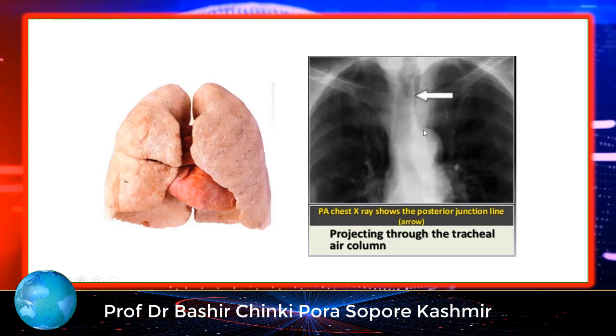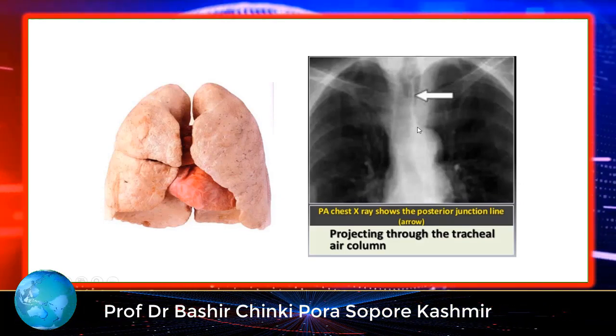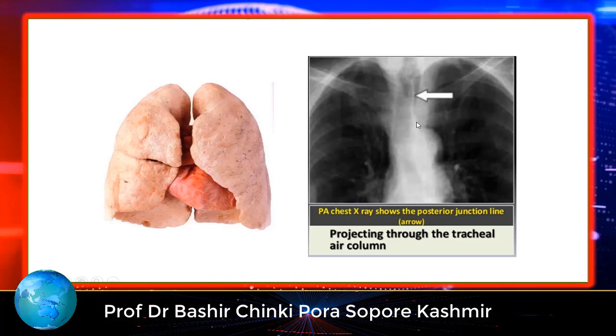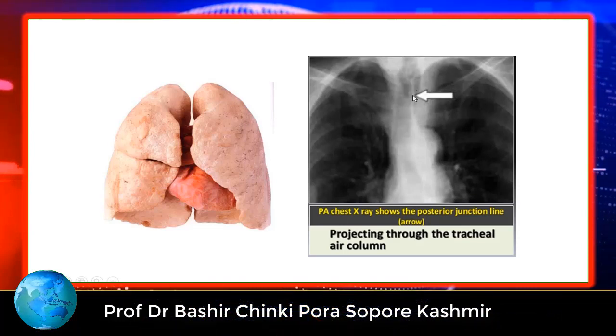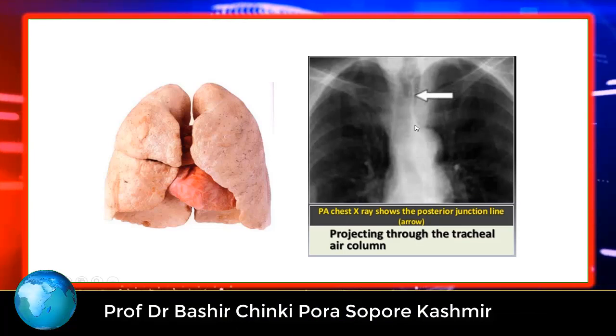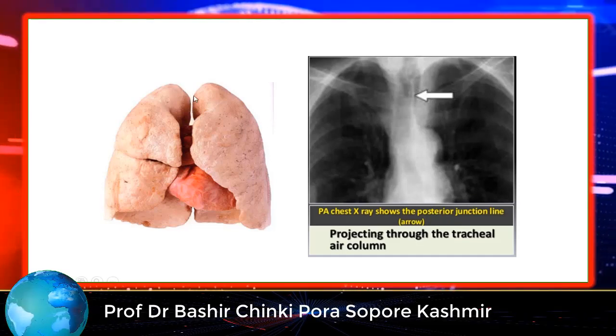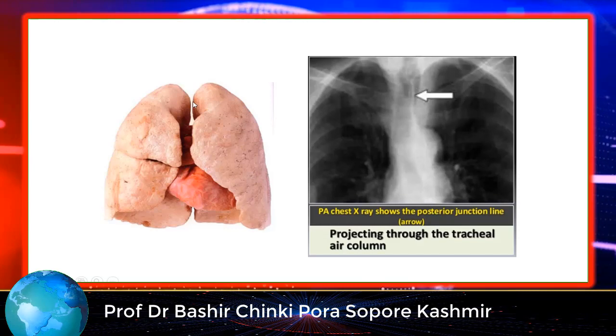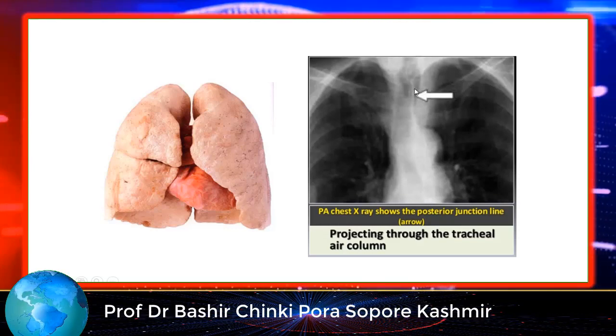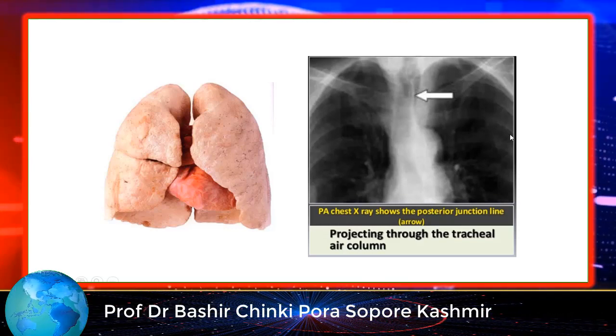Now if you see here this line, which is seen through the tracheal air column, this line extends above the clavicles. So this line is the posterior junctional line. It is clearly seen here.